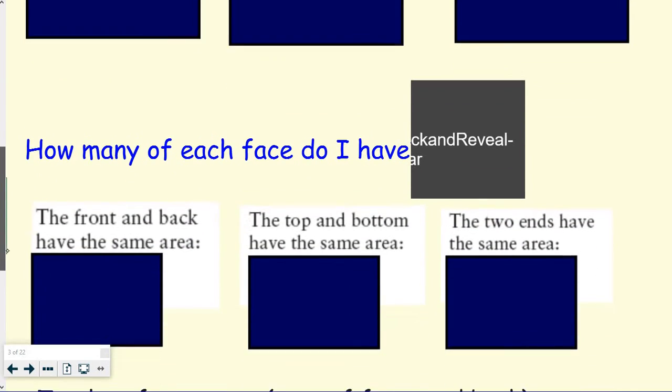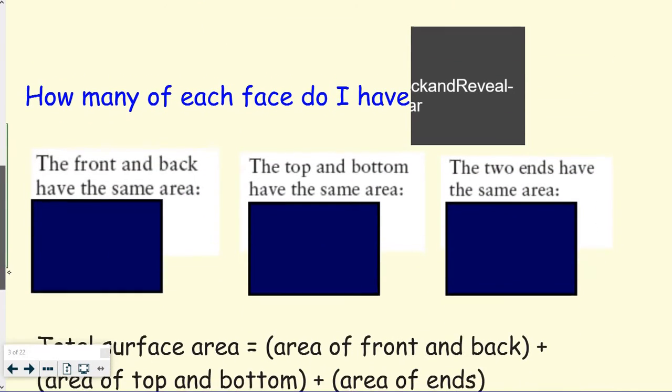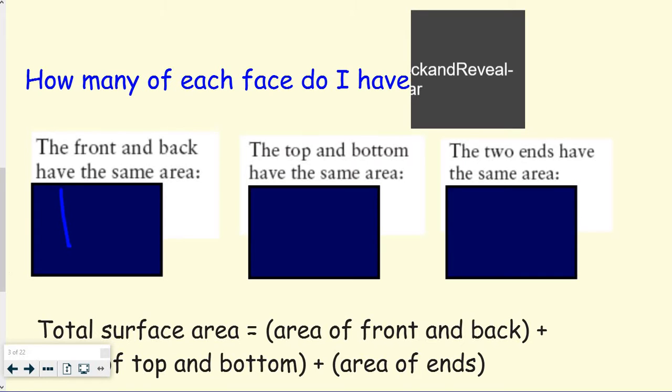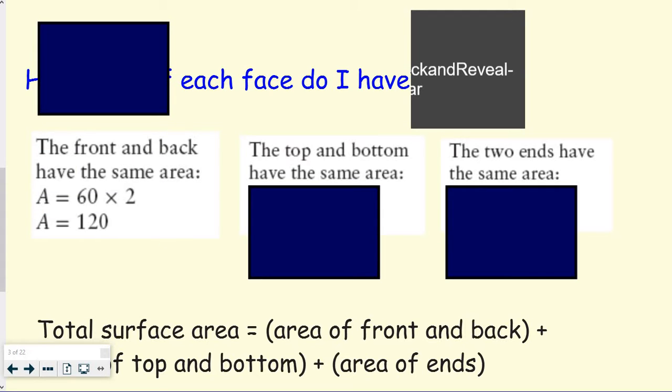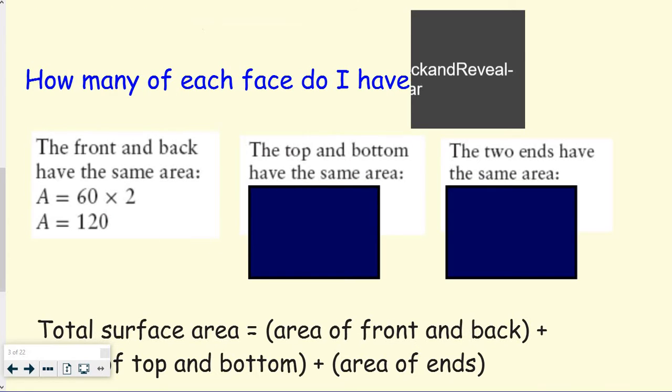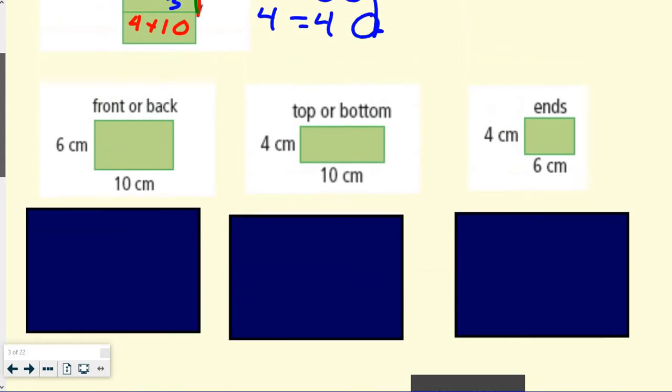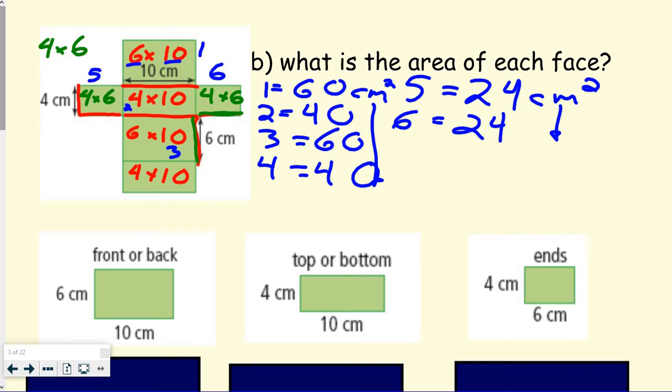So how many of each face do I have? The front and the back have the same area. The area is 60, which we had before, and there are 2 of them. When we scroll back up, you see 60 and 60. There are 2 60s. There are also 2 40s right here, and there are also 2 24s.